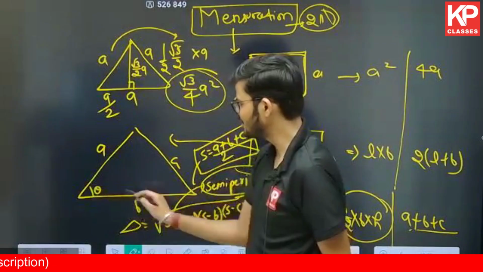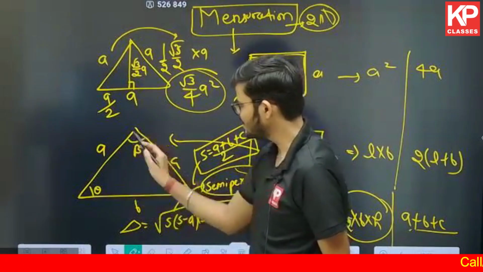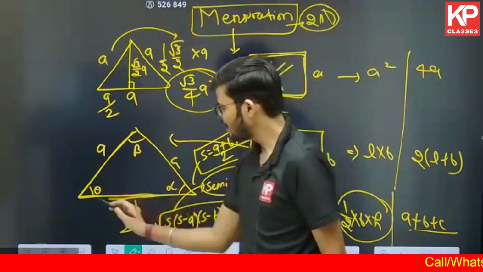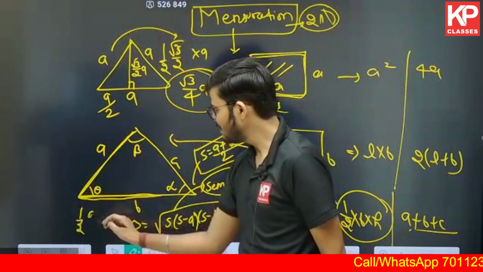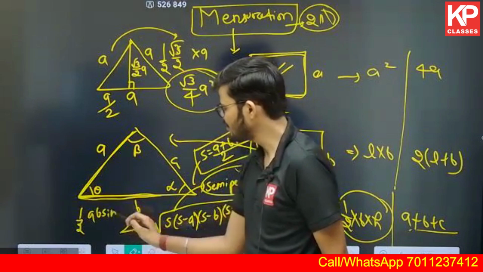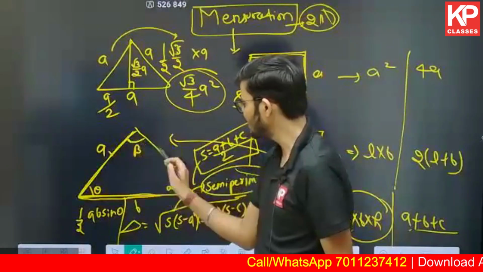For example, this theta is given. This alpha is given. This is beta that is given here. So now in this case, if two sides are known, if A and B are known, the formula is going to be 1 upon 2 AB sine theta. I hope you can note it down. AB sine theta.